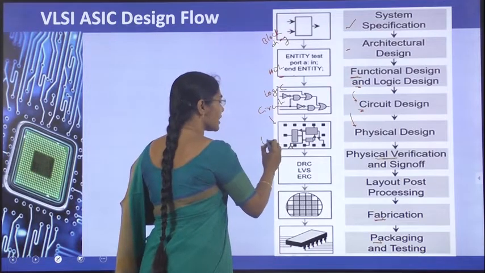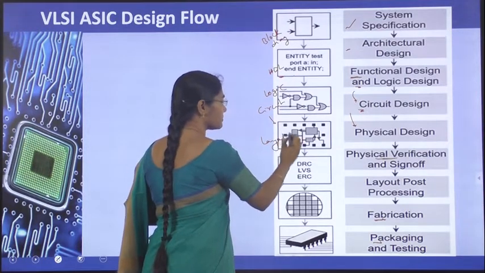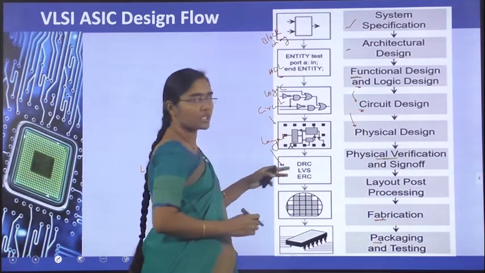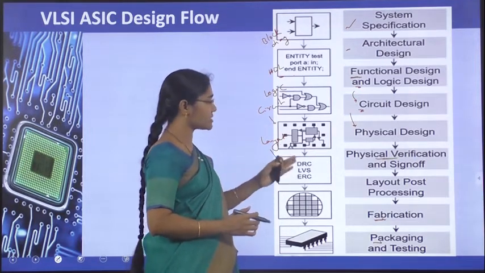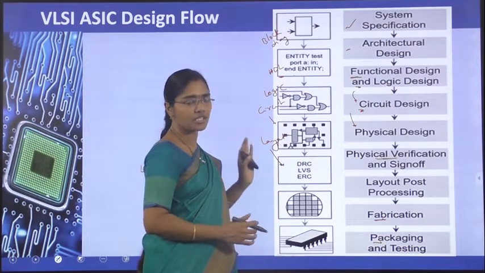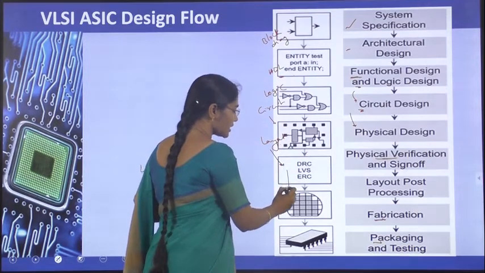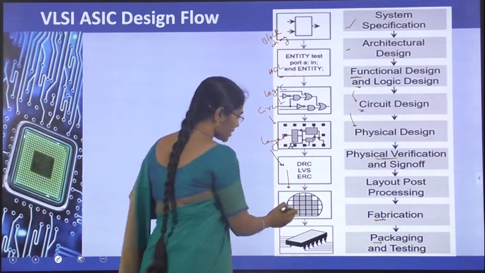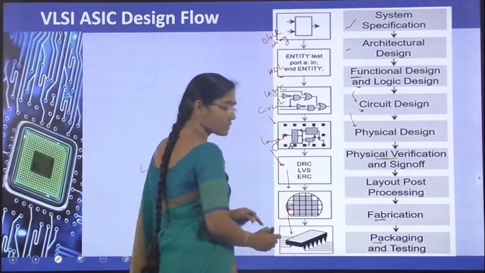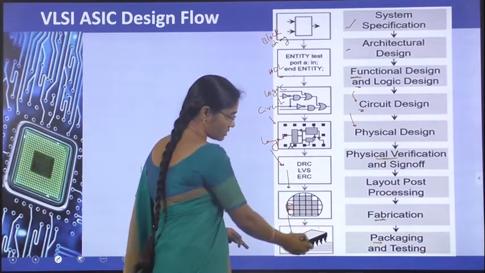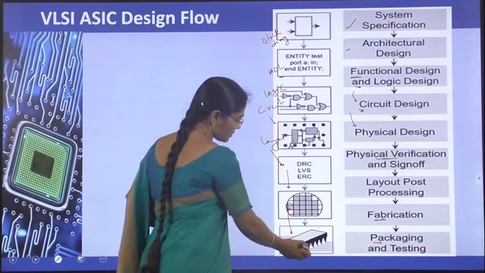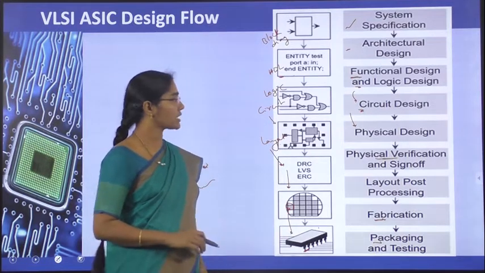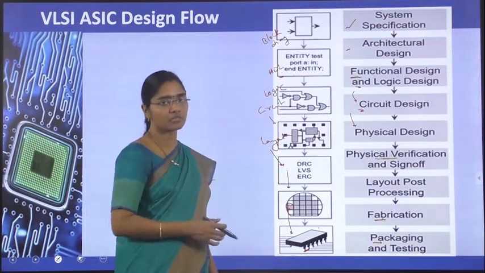Then this is actually the layout, and that layout will be verified with the help of tools like DRC checkers, LVS checkers, and ERC checkers. Then if it passes, it will go for the fabrication part. After fabrication, it will go to the packaging. This is a package, and then the testing part. If it gives the correct result, then it will come to the market. This is the ASIC design flow.